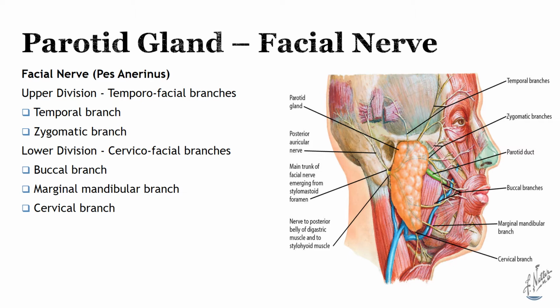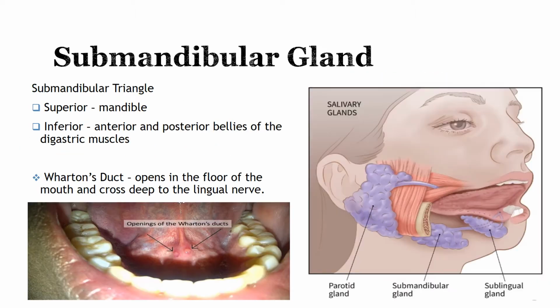The extratemporal segment of the facial nerve exits the skull base through the stylomastoid foramen, posterolateral to the styloid process and anteromedial to the mastoid process. The facial nerve branches as it enters the parotid, forming the pes anserinus. The upper division includes the temporofacial branches, and the lower division includes the cervicofacial divisions.